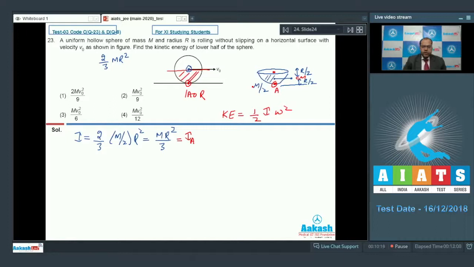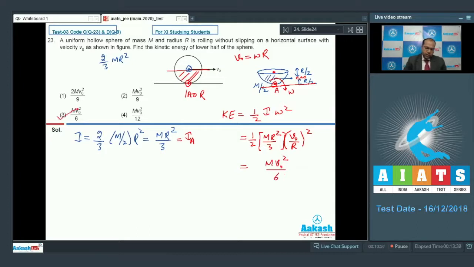Since it is a rigid body, the angular velocity of this hollow hemisphere about this point remains omega. So the kinetic energy can be written as half into I, that is mr square by 3, into omega square. Since the hollow sphere is in the state of pure rolling, V naught is equal to omega into r, so omega can be written as V naught by r. So if I solve this, it comes out to be m V naught square by 6.